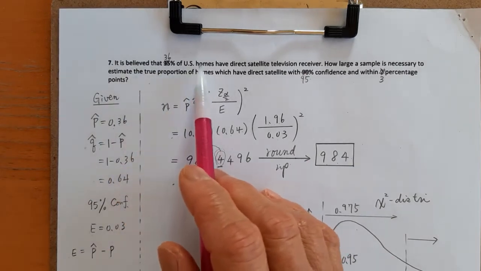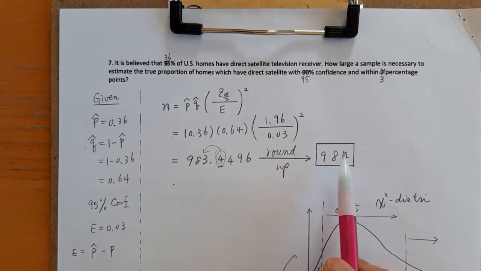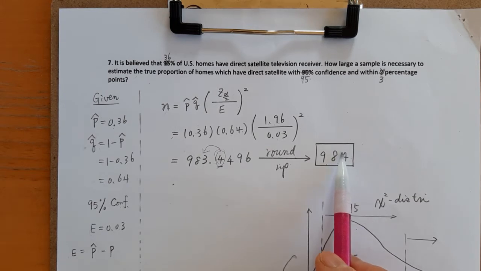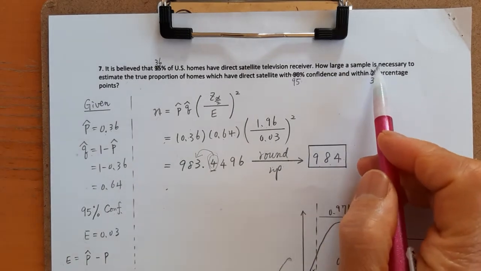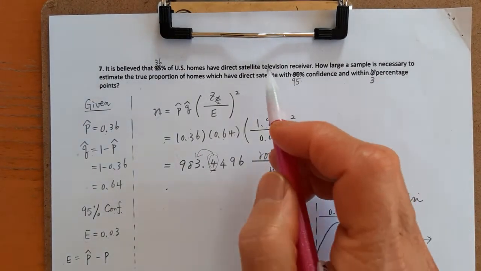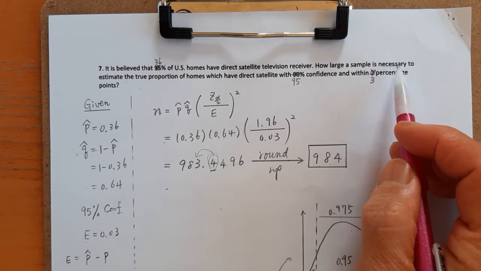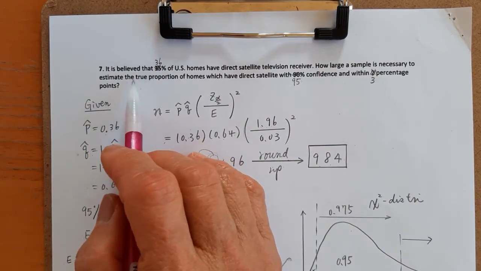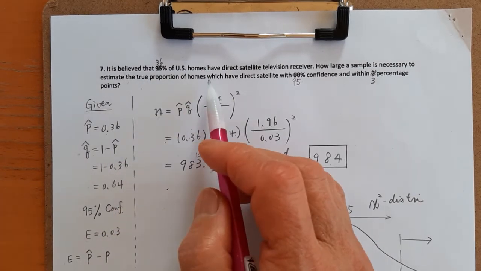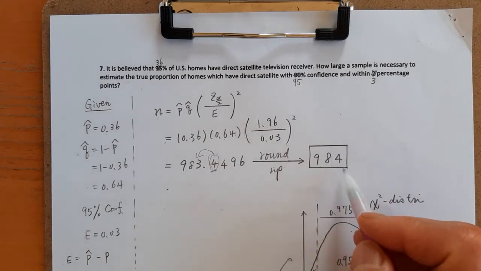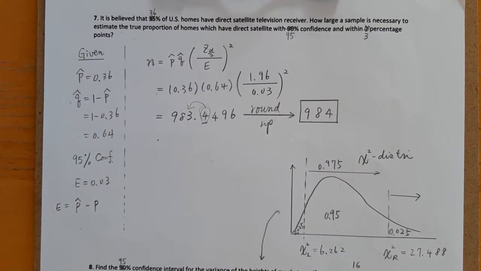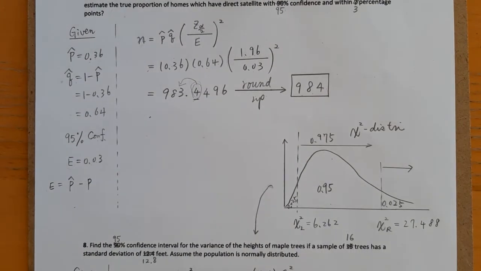984. So there are 984 homes. You need to survey 984 as the sample size. How large a sample? 984 homes. It is necessary to estimate the true proportion of the homes with 95% confidence. You need to survey 984 homes.